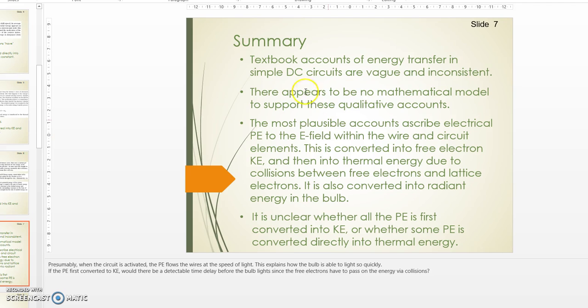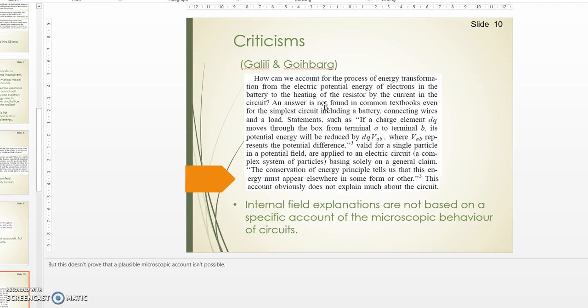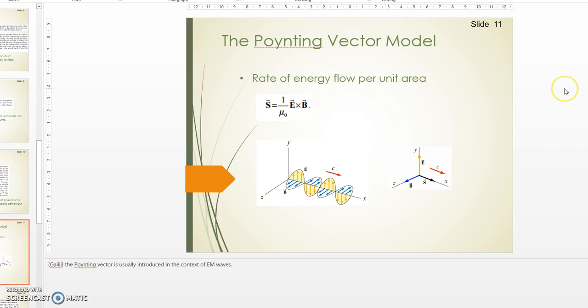So this week I want to look at the explanation that is supported by a mathematical model, and this is the Poynting vector model. And when I first came across this, I was absolutely amazed. This is a very, very surprising explanation.